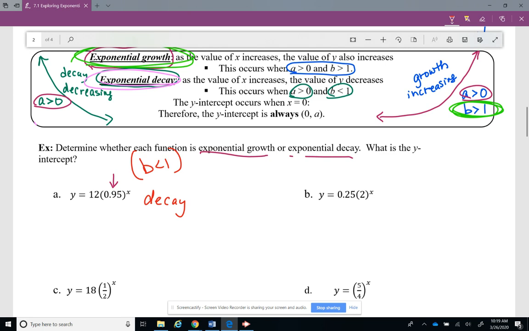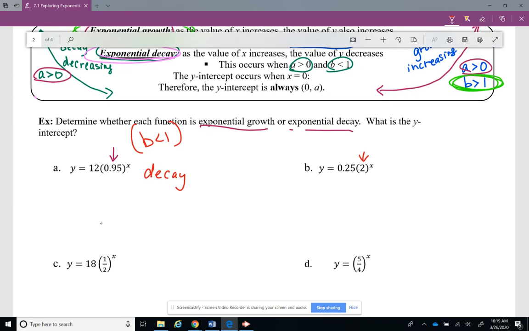All right, let's go to the next one. Go to the base. It's the one that has the exponent. Now, is that number right there greater than 1 or less than 1? It's greater than 1. So what is it going to be? It's going to be a growth.